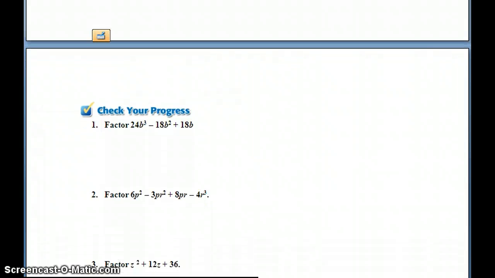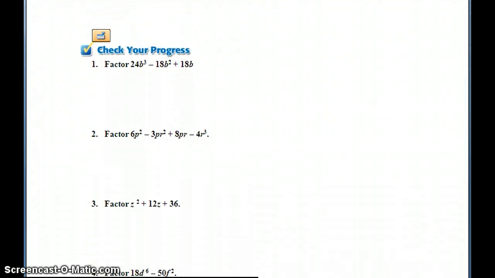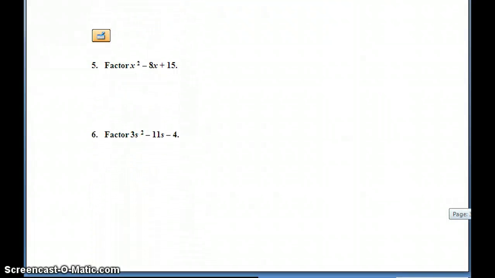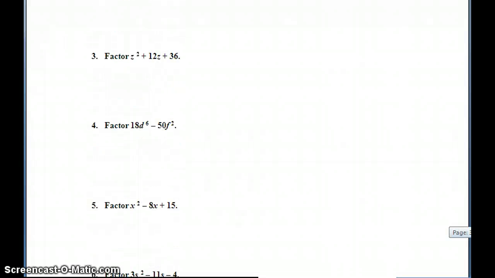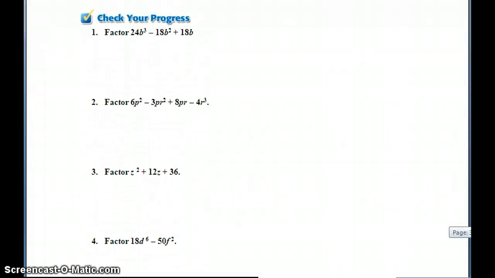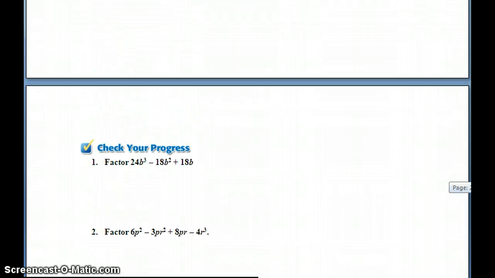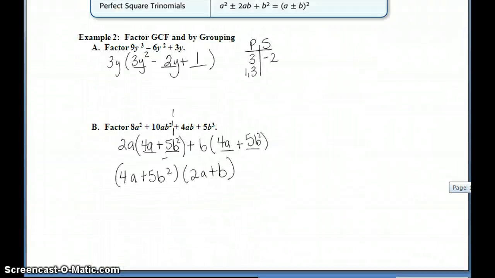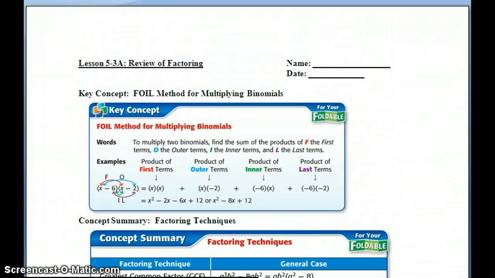So the rest of this is checking your progress. I want you to look at what we've done above and use that to practice the rest of these. And I want you to do that tonight so that when you come to class tomorrow, we can really look at those and you can ask questions. But that is all that you have to do today.